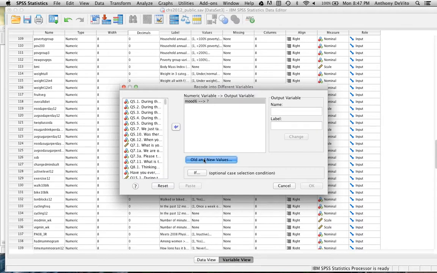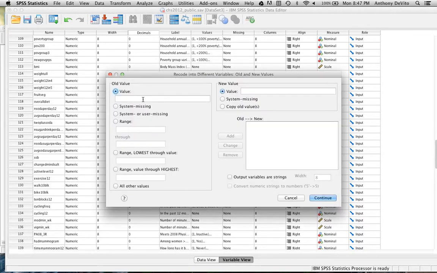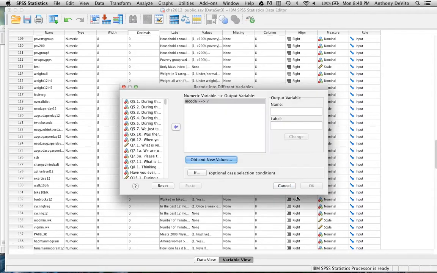Then I click on old and new values and tell it that if the value in the old data set was 1, then the value in the new data set is 1. If the value is 2, oh, I don't want that one, so don't give it a value. Just go on to 3 or 7 or 9, and it'll only move over the values that you've recoded. So you can build it into a lower set.